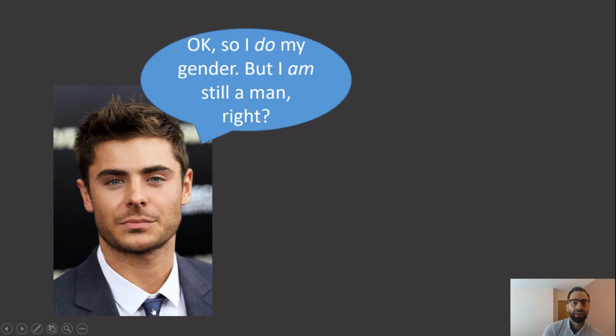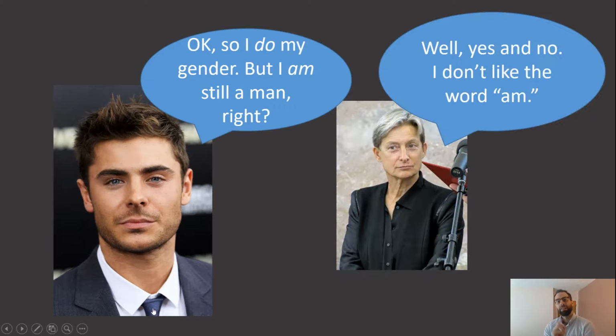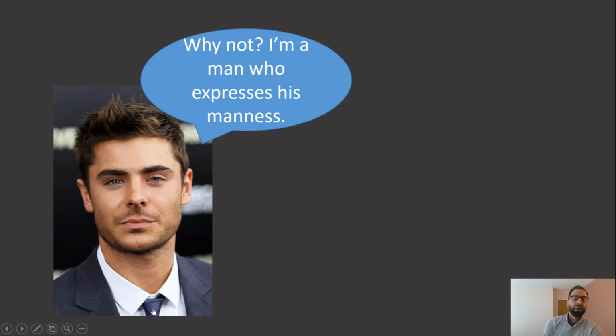Zach says, okay, he understands this idea that he does his gender, and gender is not a stable essential fact about who he is. So he says, okay, I do my gender, but I am still a man, right? She'll say, well, yes and no. I don't like the word am. Once again, she's critical of our linkage of gender with to-be verbs: is, am, are. You might say, why not? I'm a man who expresses his manness.